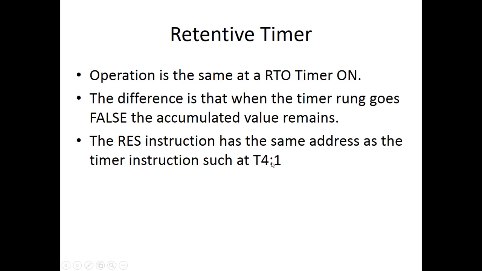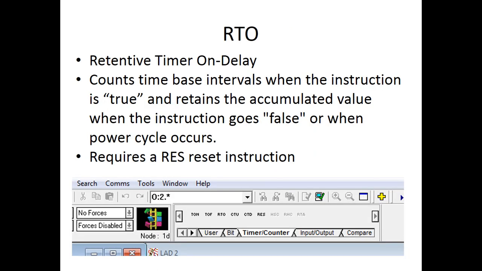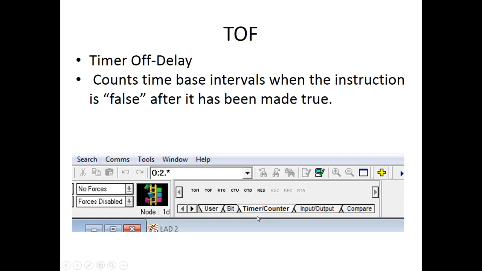If you're using latching, OTL and OTU, you're going to use the same address. And if you're using these timers here, you're going to address the timer with the address, and you're going to address the reset instruction with the same address. So these are a couple of times when you would use the same address. RTO, it's a retentive on delay, and so it counts time-based intervals when it's true, and it requires a reset. So the RES instruction is right here, and the RTO instruction would be right there under the timer and counter.